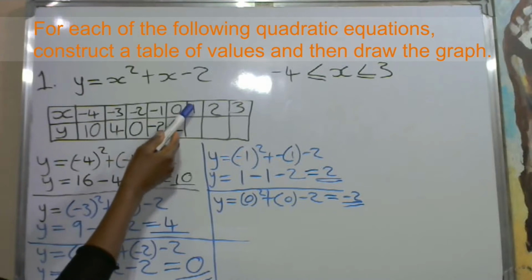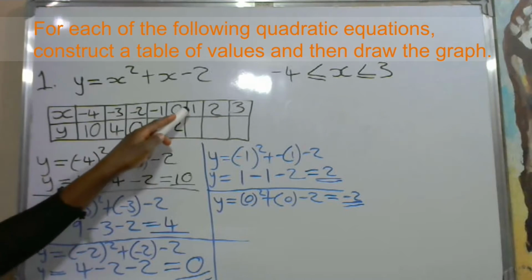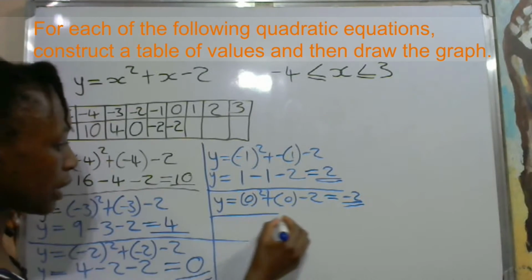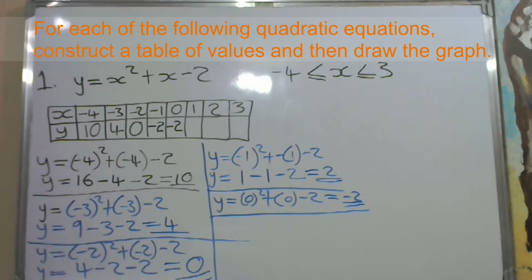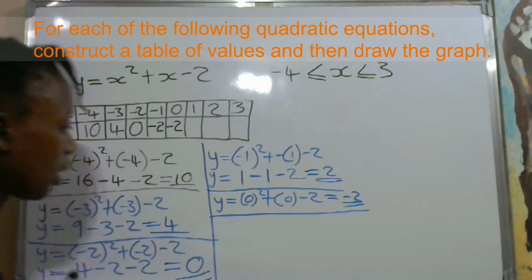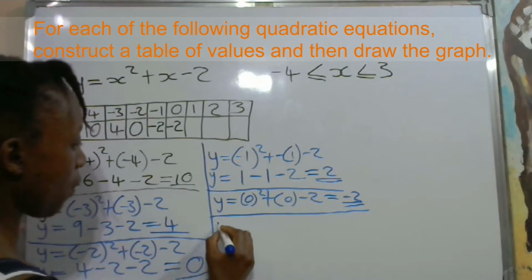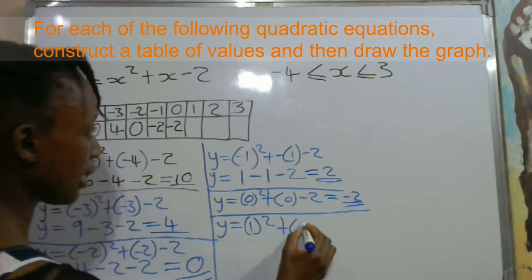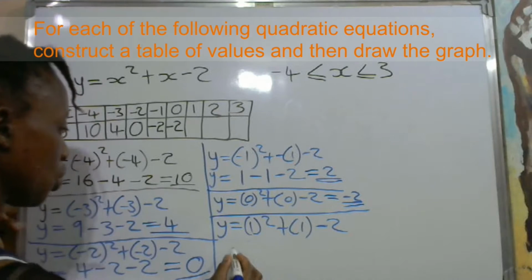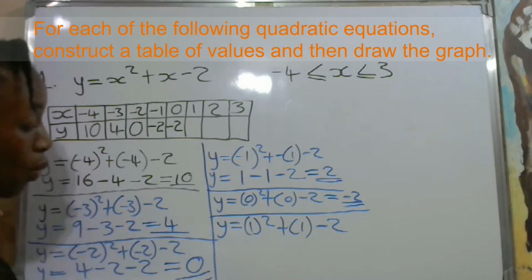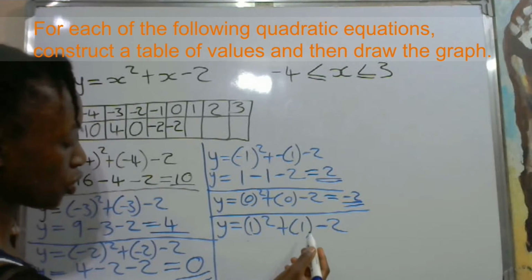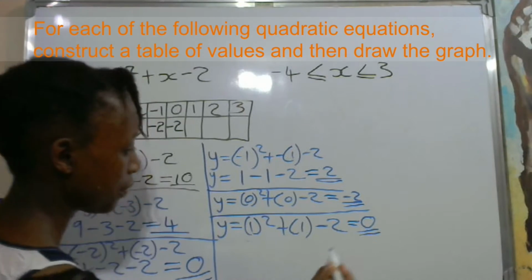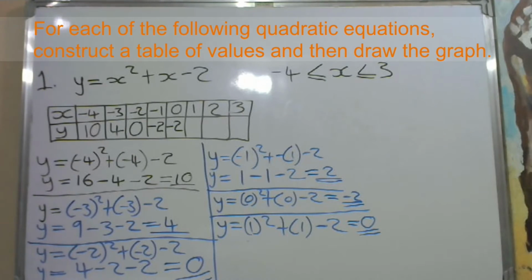And then now we come to when x is 1. So we substitute the 1 into the equation there. Let's see what the value of y will be. So we get our y being equal to 1 squared plus 1 minus 2. This will give us 1 squared is 1. 1 plus 1 is 2. 2 minus 2 gives us nothing. It's 0. So there we get our 0.